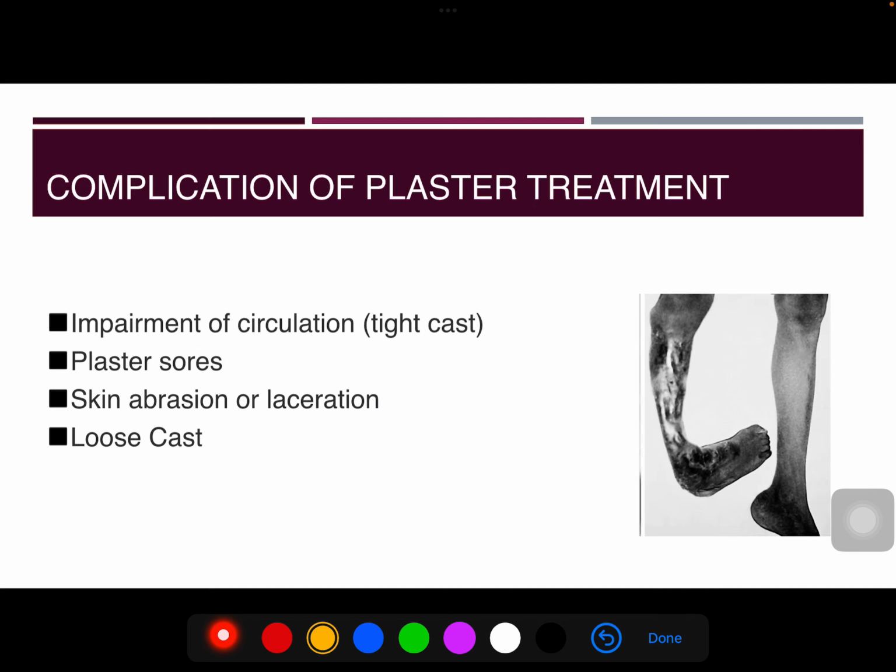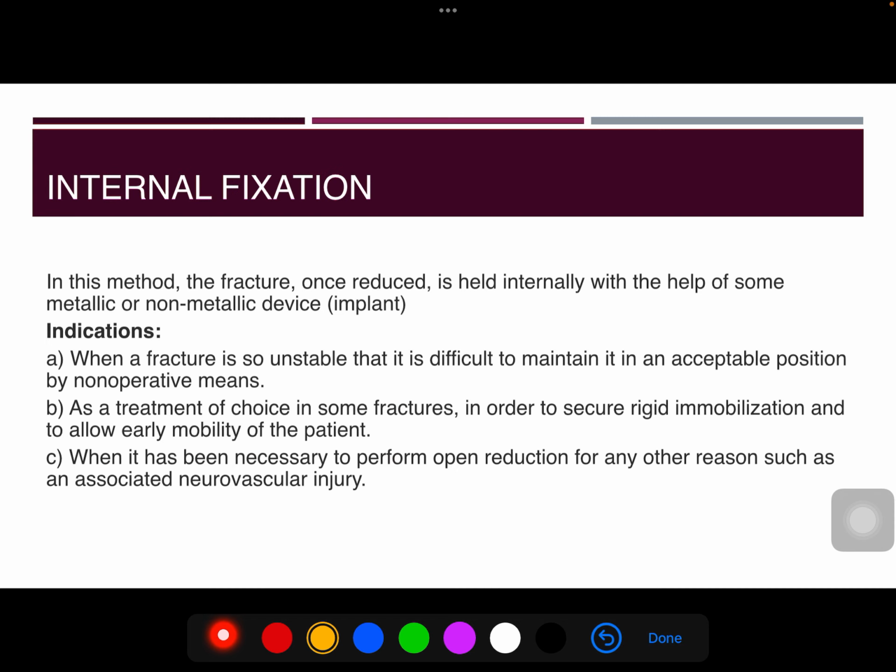For the complications of plaster treatment: impairment of the circulation, plaster sores, skin abrasion, and a loose cast are the complications of this method of immobilization.